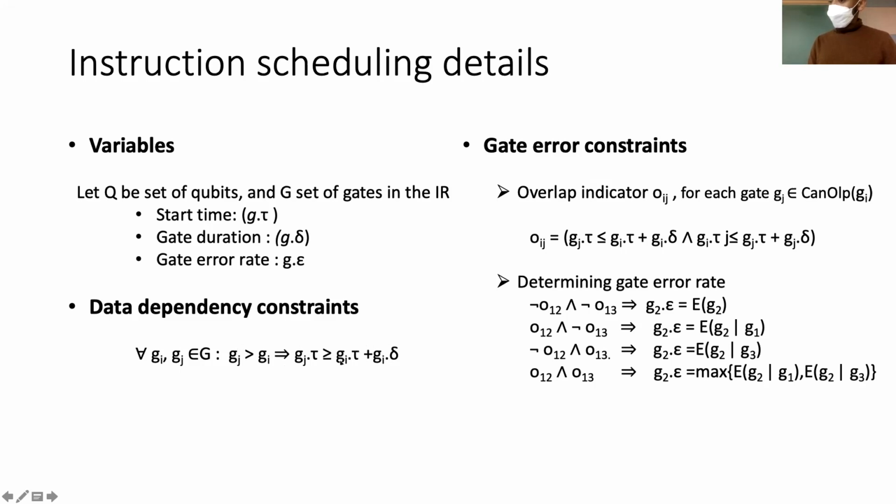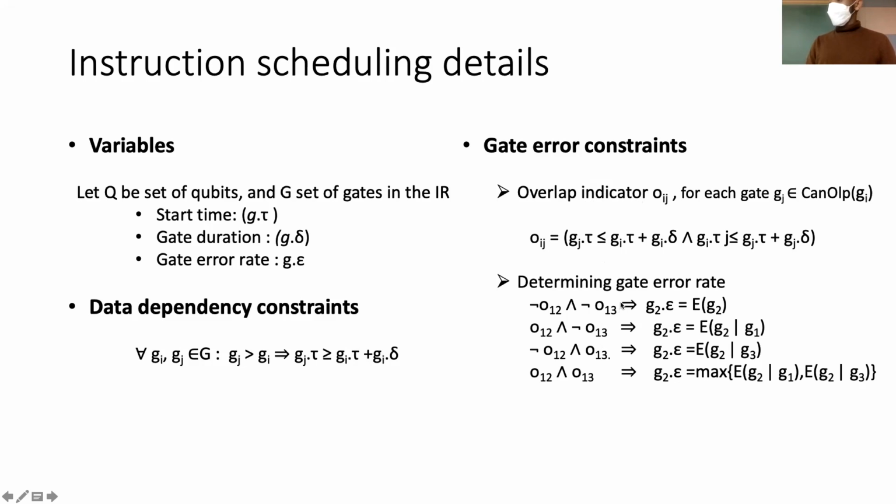This is the start time plus the gate duration. So this is the constraint for data dependencies, and then the gate error constraint. For every gate Gj, we have a can-overlap set, and we define a variable called the overlap indicator. What it shows is that if both instructions are not dependent on each other, this indicates that both instructions could overlap.